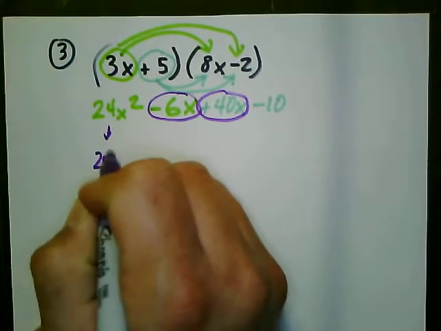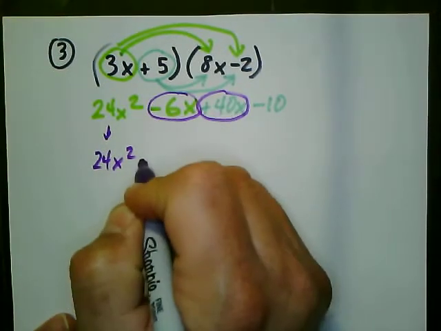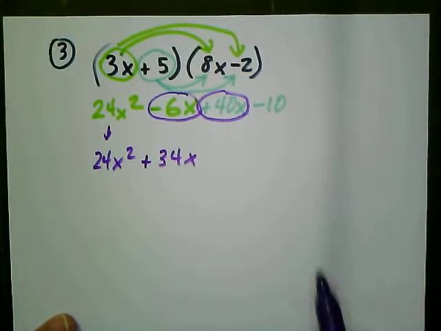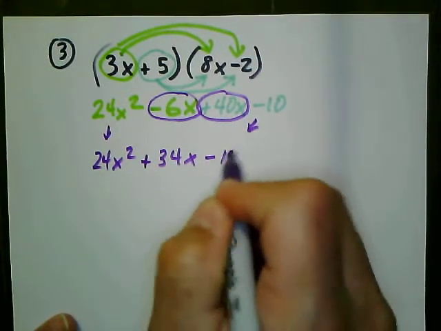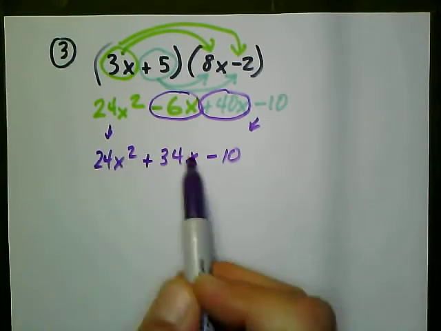So we don't have anything for this 24x squared. Just bring it down. Negative 6 and 40 is positive 34x, and nothing for the 10. That negative 10, we just bring it down. That's our answer there, and it's a quadratic because we got an x squared, an x, and a nothing.